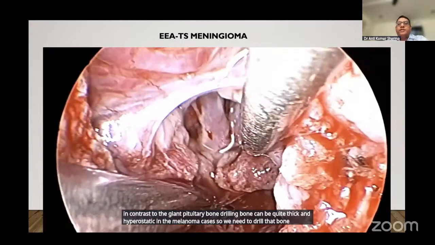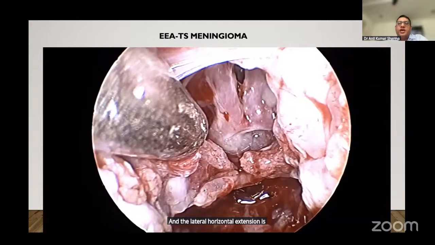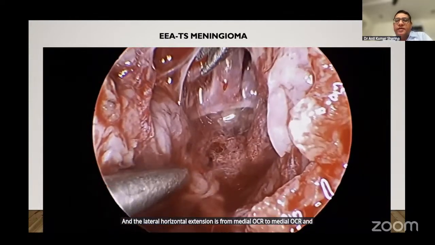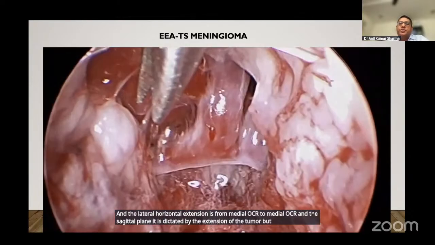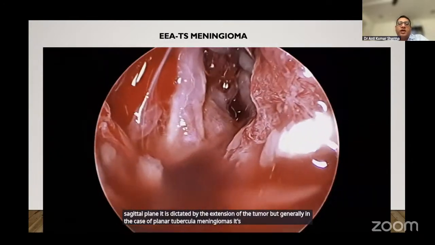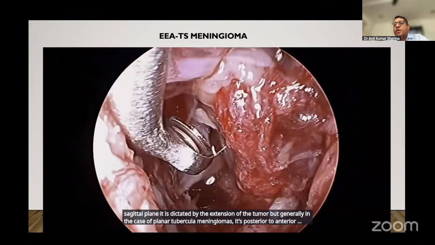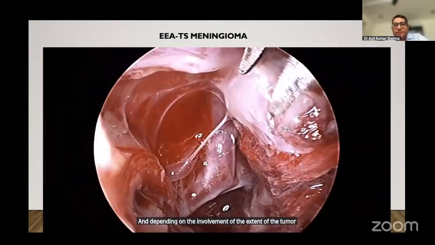And the lateral horizontal extension is from medial OCR to medial OCR, and in the sagittal plane it is dictated by the extension of the tumor, but generally, in the case of planum or tuberculum sellae meningiomas, it's posterior to the anterior ethmoidal artery. And depending on the extent of the tumor, we can remove the bone.